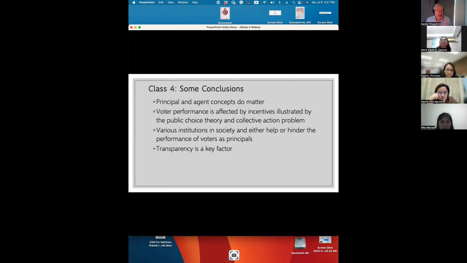And it's affected by, if you start thinking about voter performance through the lens of public choice theory and collective action, you can understand that. I'm not trying to make you depressed. I'm just trying to inform you so that maybe you can inspire other voters to think more about these issues. And various institutions. MAGA is a bad one.